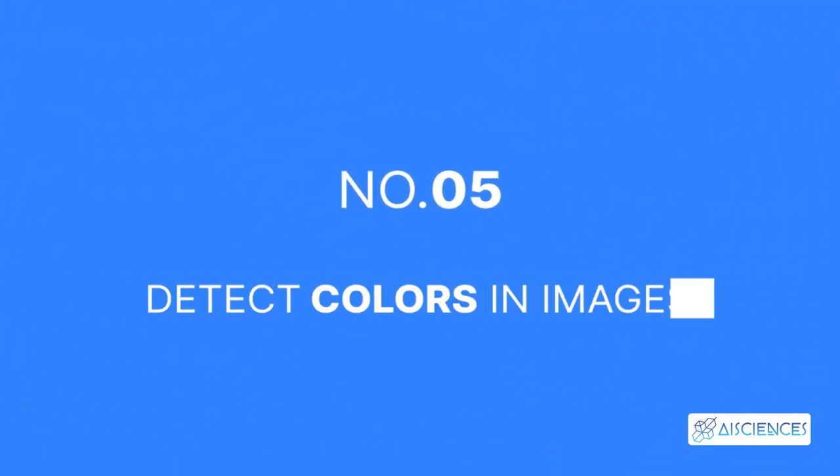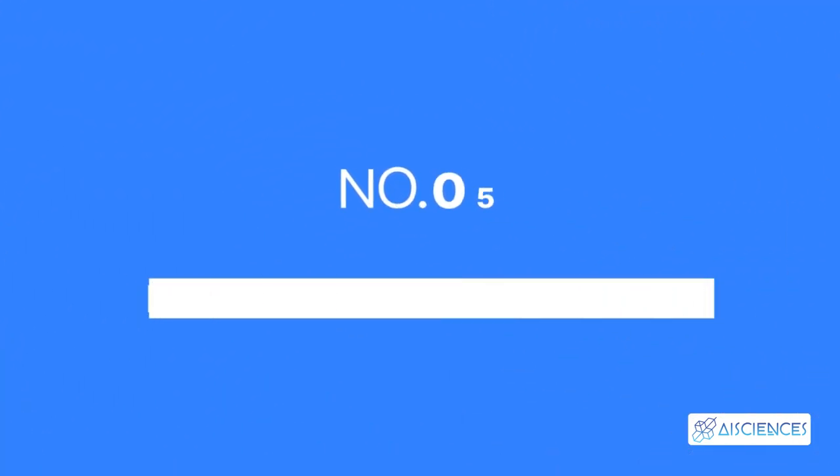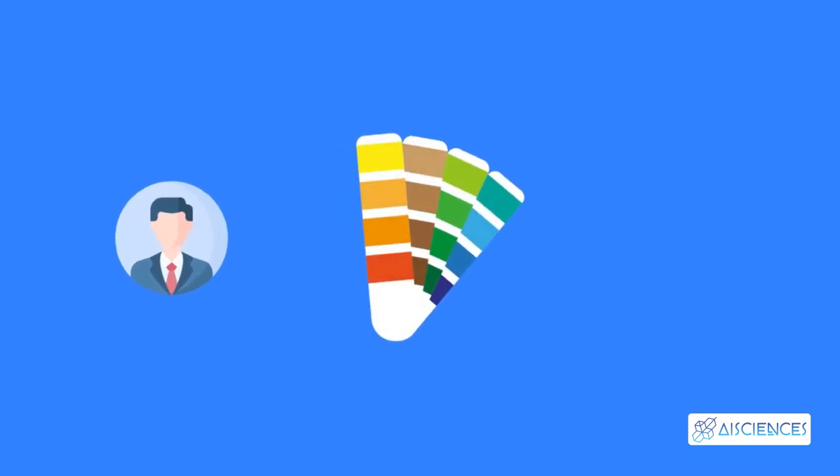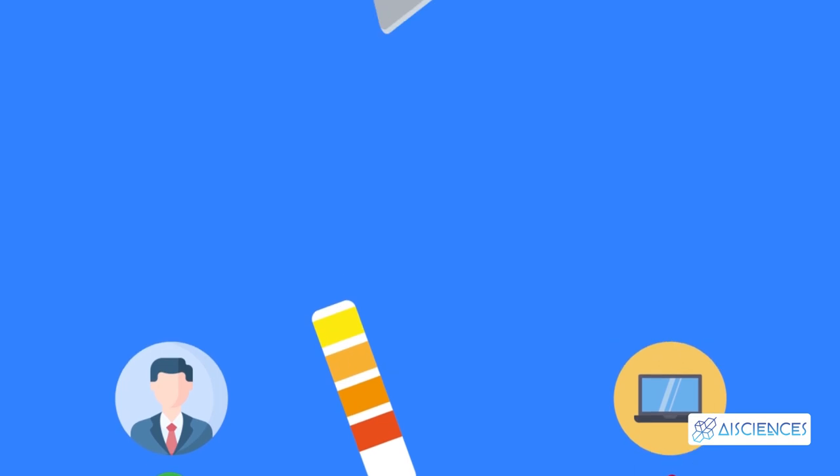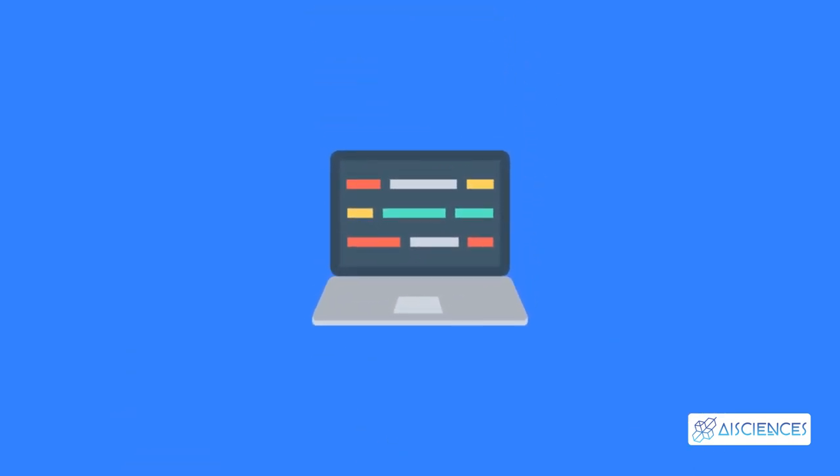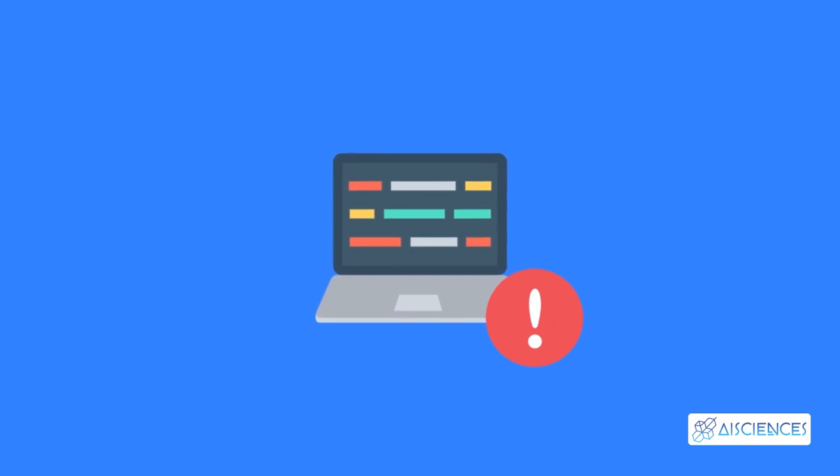Number 5. Detect colors in images. While humans can recognize any color easily, machines cannot recognize colors at all. A computer is programmed to show only the desired color. However, it cannot recognize colors the way humans do.